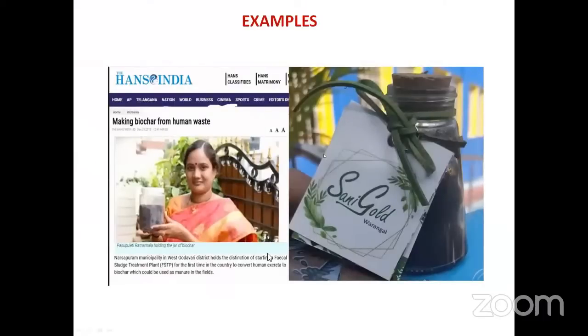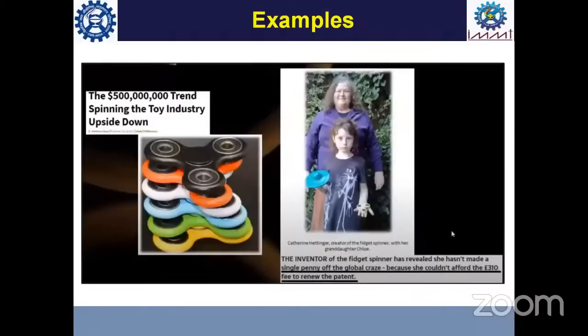And making biochar from human waste. Waste to wealth research is one of the popular areas everyone is working around now. And one of the Telugu states could develop a process for making biochar from human waste. They could file patents. Now they are marketing their products in more than 5-6 countries. Because this biochar will be very helpful in the agriculture and horticulture sector for improving the yields of the produce. And here is another interesting story of a grandmother who is the inventor of the fidget spinner. She invented the fidget spinner to engage her granddaughter.